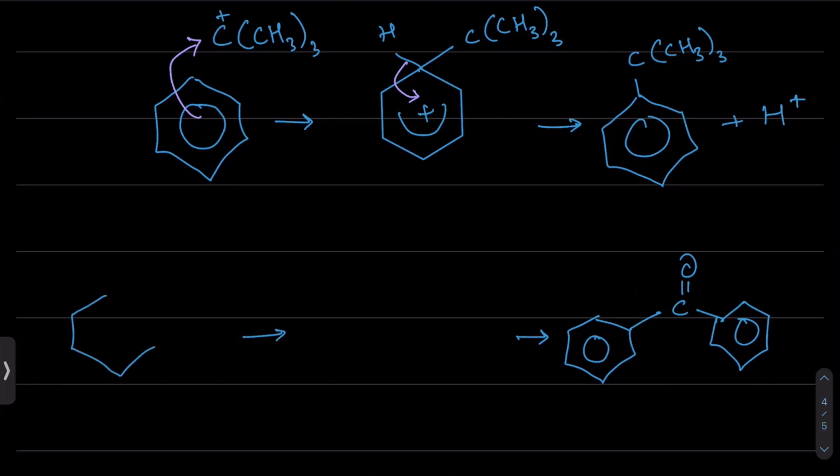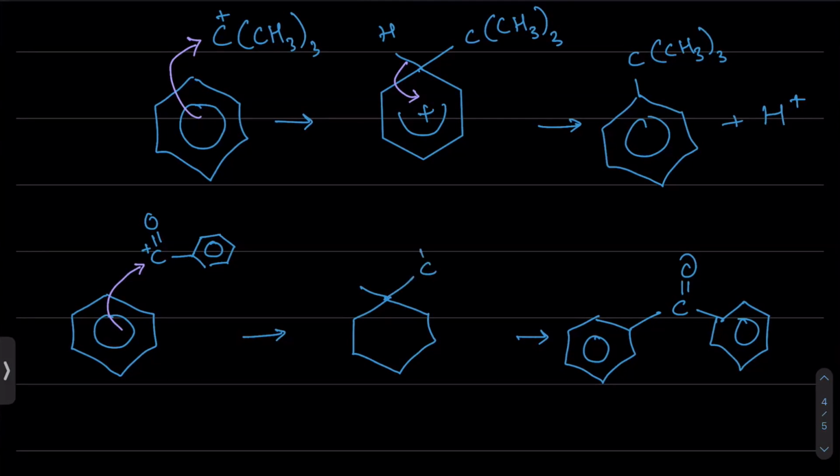So you must have started off with the benzene ring and then CO and then another benzene with a positive charge here. So this must have attacked, creating the intermediate. And then this. Do you see ke wohi cheez hai? Whatever is attached should have been there.